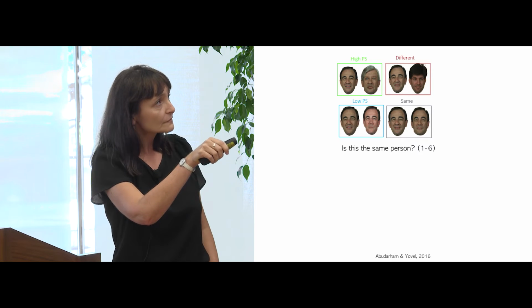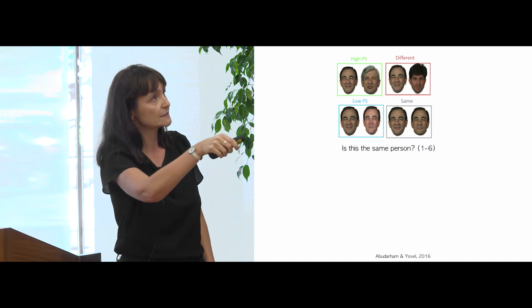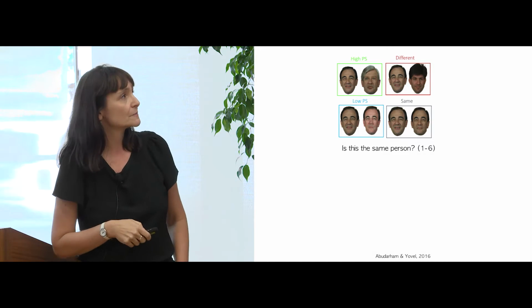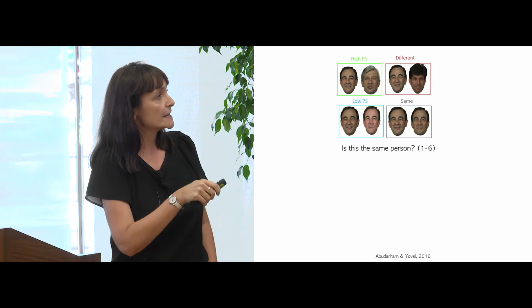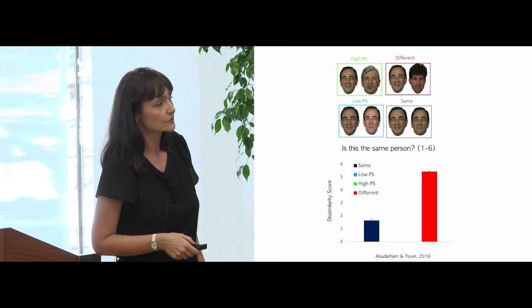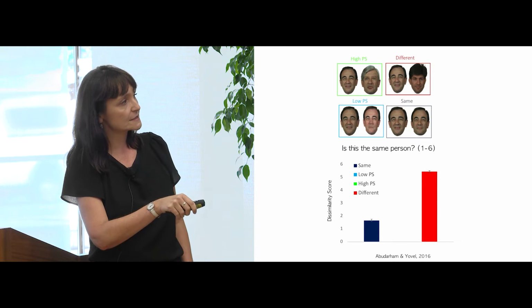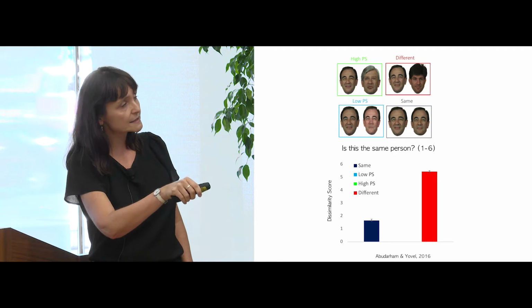And again, the faces that we chose for the different faces were just random faces. We didn't try to make them similar to the original face. And then the subject just needs to rate from 1 to 6 whether this is the same person or not. And what you see is the rating that we get for same faces. This is low dissimilarity. For different faces, high dissimilarity.